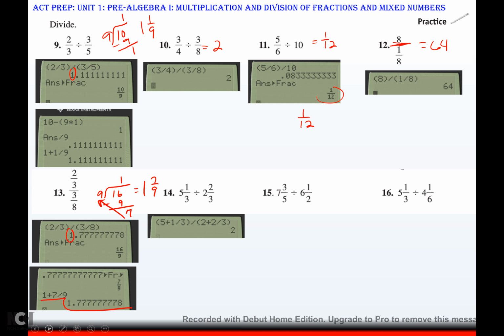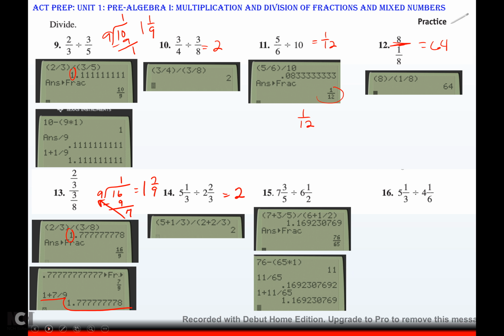Okay, 14, 5 and 1/3 divided by 2 and 2/3 is 2. 15, 7 and 3/5 divided by 6 and 1/2 is 1 point blah blah blah. Math enter it, you get 76/65. This tells me that 65 goes into 76 one whole time. Take away 65 and you get 11 left over. So my answer would be 1 and 11/65.